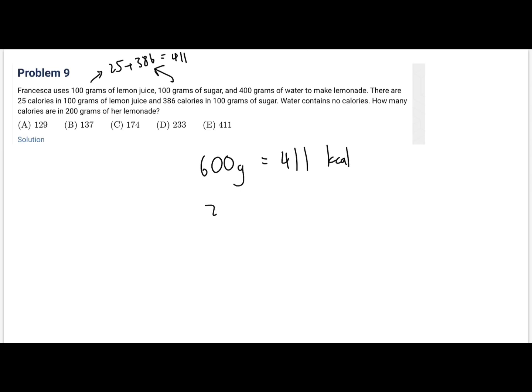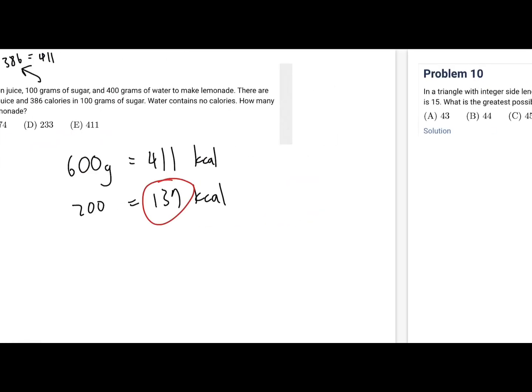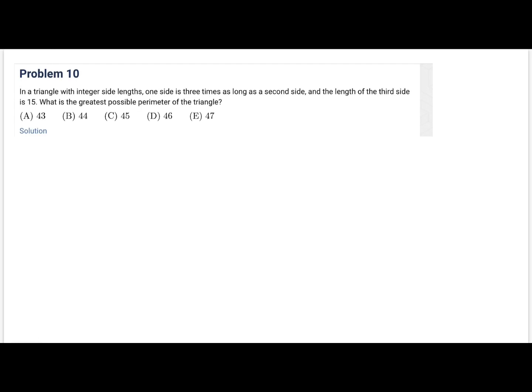So in 200 grams, that would be a third of this here. So 411 divided by 3, that's 137 kilocalories. So 137 calories are in 200 grams of lemonade. It's B. Problem 10 is in a triangle with interior side length.